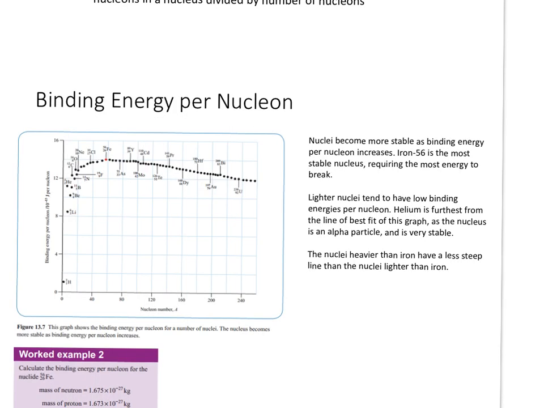Nuclei become more stable as binding energy per nucleon increases, as you can see by this graph. Fe-56, iron, is the most stable nucleus, requiring the most energy to break. Lighter nuclei tend to have low binding energies per nucleon. Helium is the most anomalous point on this graph because it is an alpha particle and is very stable. The nuclei heavier than iron have a less steep line than the nuclei lighter than iron.